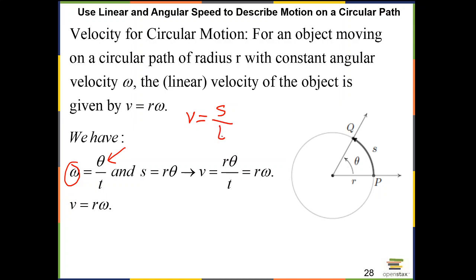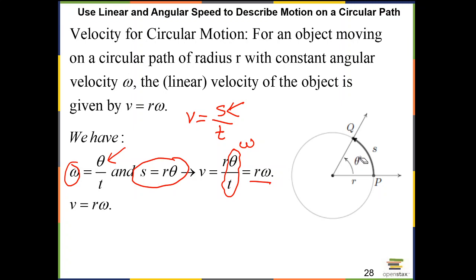s divided by t. Now we know that s is actually r times theta, right? Now if you substitute for s here, r times theta, it looks like the linear velocity is r theta over t. But we know that theta over t is actually omega. So linear velocity of an object moving in a circular path is given by r times omega.